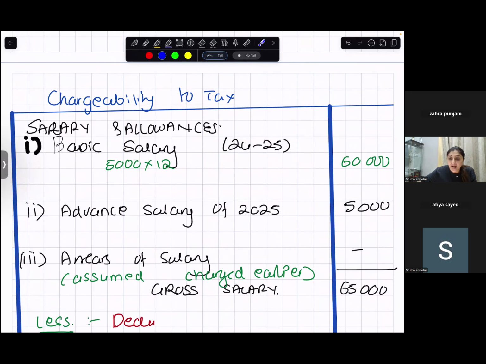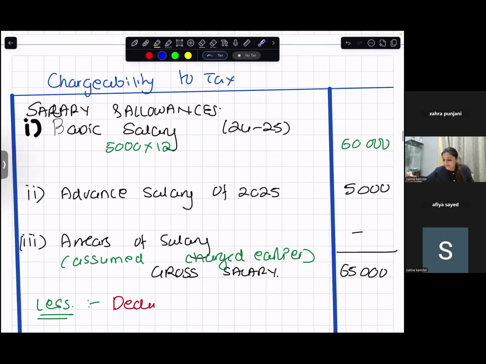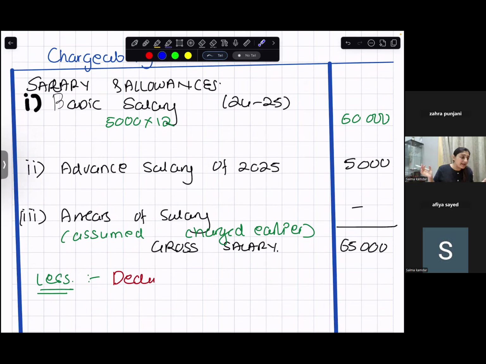How is salary charged to tax? Section 15 tells how is salary charged to tax. It is charged on due or received, whichever is earlier. And if I have any arrears of salary, you can make any assumptions. Here I have assumed it is charged earlier only. The way I am charging advance salary now, even earlier, if it was due, I would have put it in my income statement, in my chargeability to tax, and I would have arrived at the gross salary.